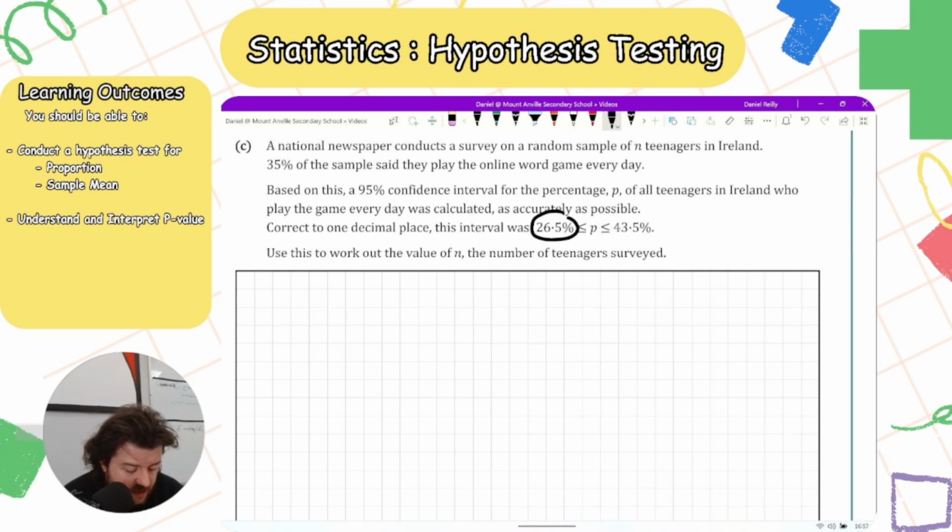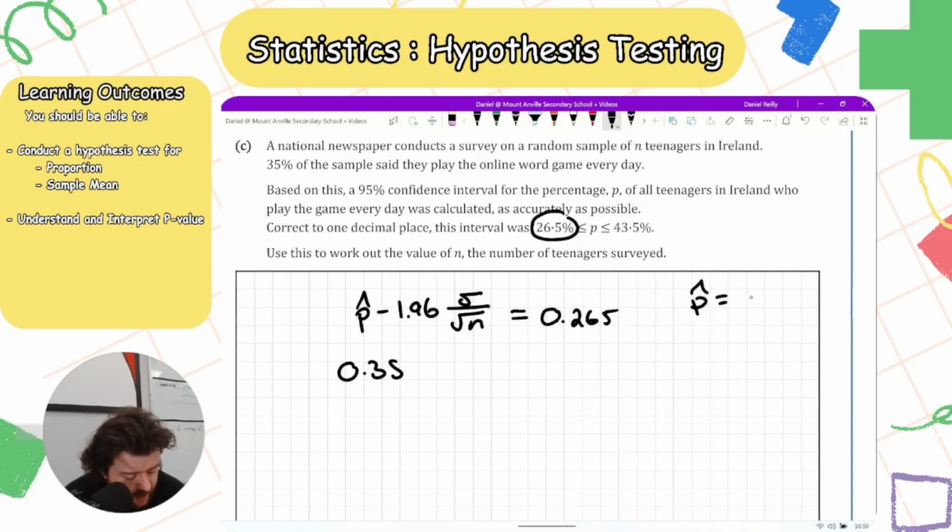So how do you get this, for example? That's just p hat minus 1.96 standard deviation over square root n. That will be equal to 26.5%, which is 0.265. So p hat is going to be equal to 35%, 0.35. No, sorry, it's not equal to that. Keen viewer, you probably caught on. I mixed it up with the sample mean. We have to use this one.